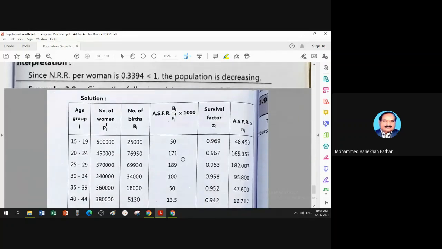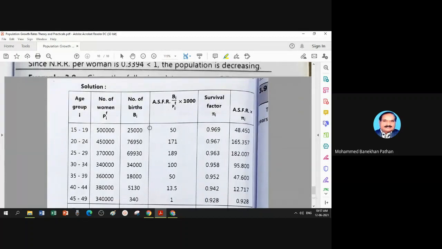This is the solution for question number 3, which is given on the top. Outline of the table is parallel. Age group, number of female population. In the question, it is per thousand written and data is 500. So I multiply 1000 there. So these all 3 zeros are from our side.